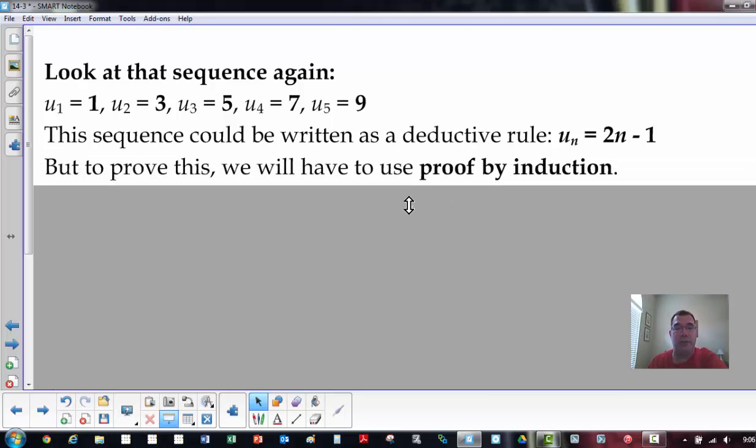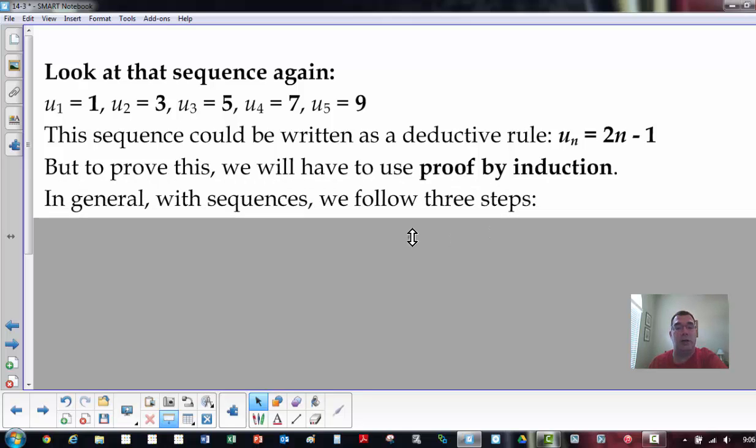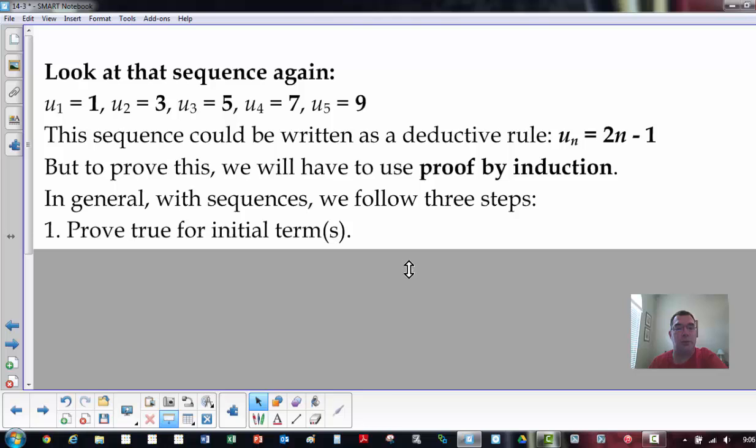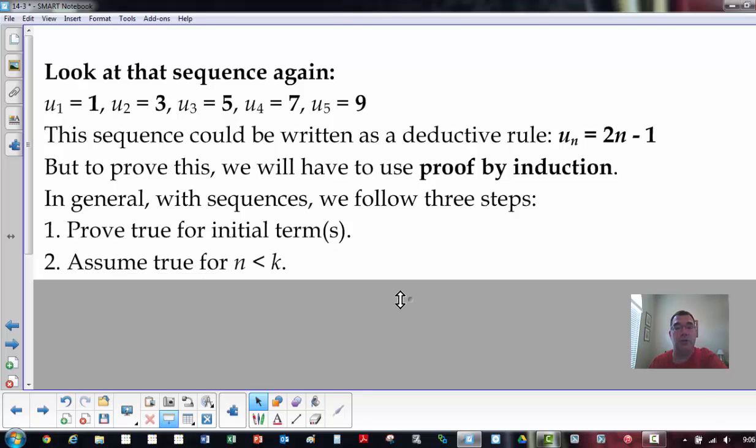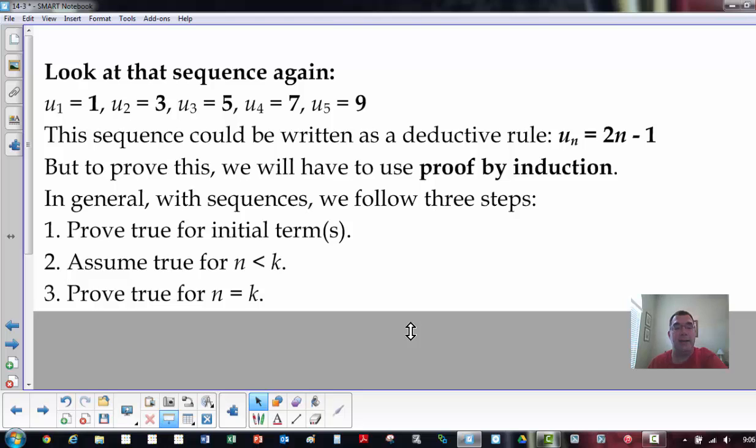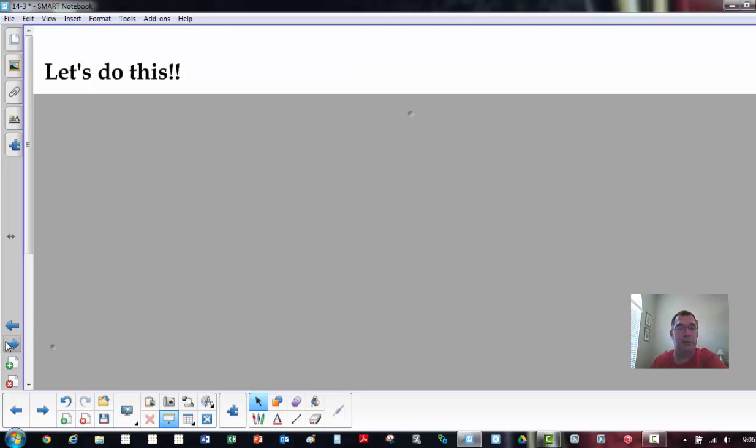So I'm going to prove this using proof by strong induction, which is what we talked about in the last video. So these are, just to remind you, the 3 steps that we will do. We will prove it true for the initial terms, and remember we have 2 of them. We will assume it true for n less than some arbitrary value k, and then we will prove it true for n equals k. So let's do this.